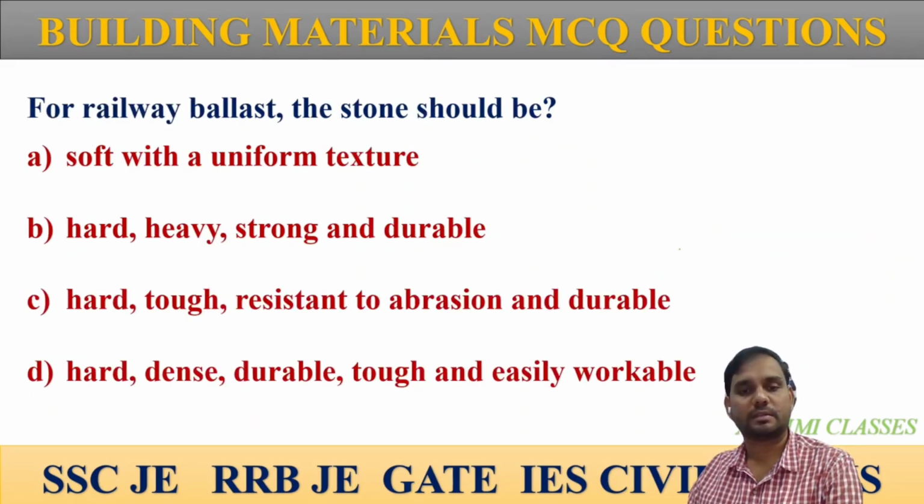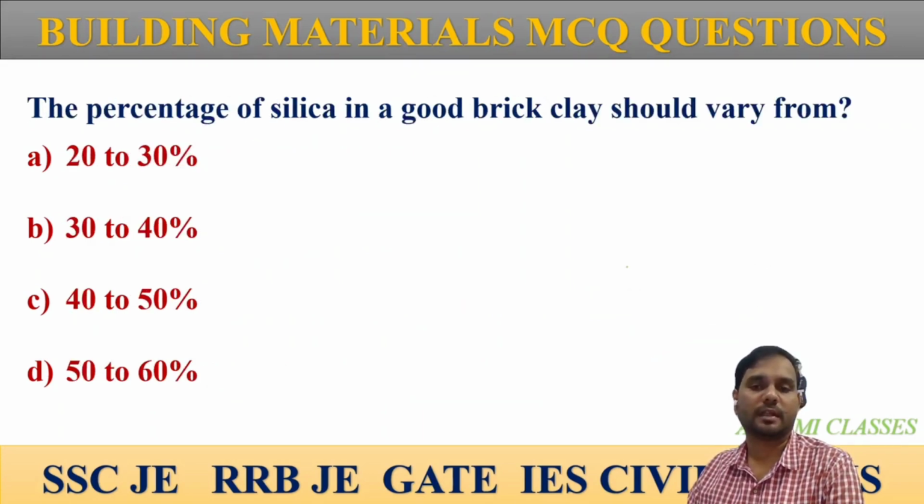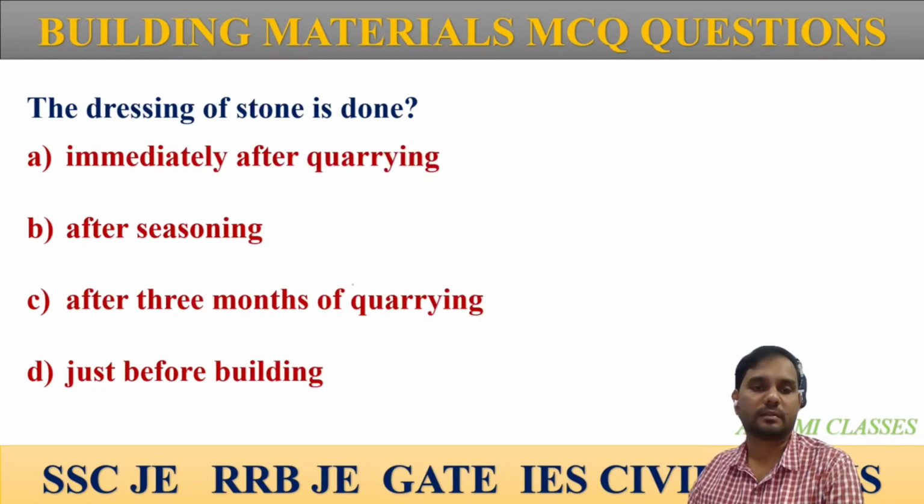For a railway ballast, the stone should be hard, dense, durable, tough and easily workable. The percentage of silica in a good brick clay should vary from 50 to 60%. The dressing of stone is done immediately after quarrying.